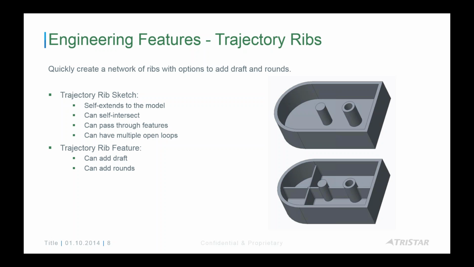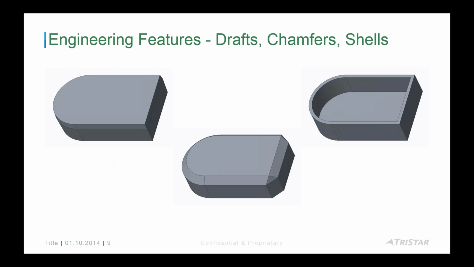These sketched entities can self-intersect, meaning the ribs can self-intersect. They can also pass through existing features and have multiple open loops. We also have the option to add drafts and rounds to the trajectory rib. And then finally, we're going to discuss some techniques and best practices for creating drafts, chamfers, and shells. So with that, I'll start my demonstration.